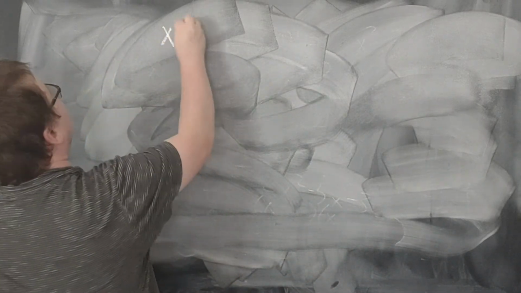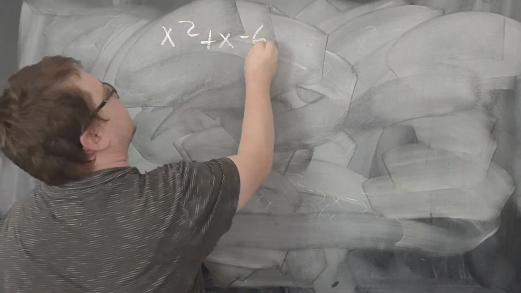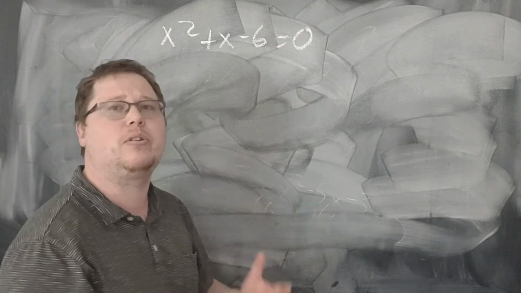Together, we're going to look at basic factoring. So say we have a problem like this: x squared plus x minus 6 equals 0. I'd say that's a pretty typical factoring problem.